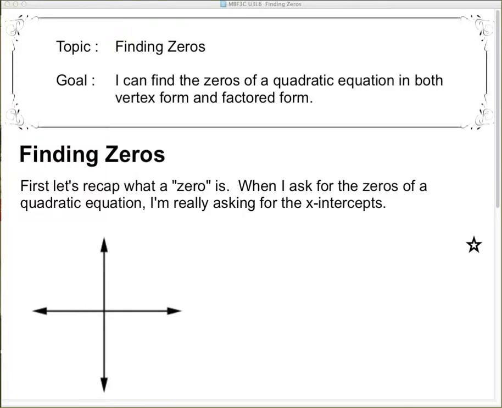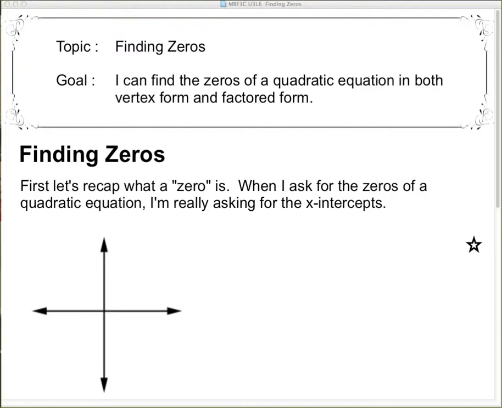Well, hello 3C. We're going to talk about finding zeros today. So our goal is I can find the zeros of a quadratic equation in both factored form and vertex form. So we're talking about zeros, and we're going to first talk about exactly what a zero is.